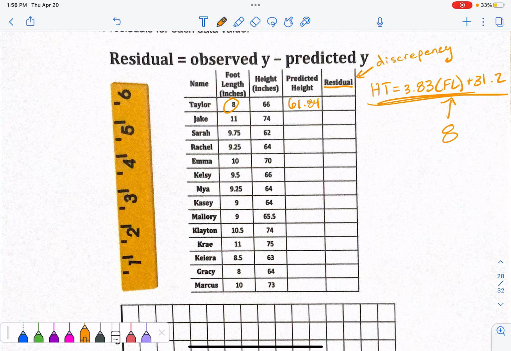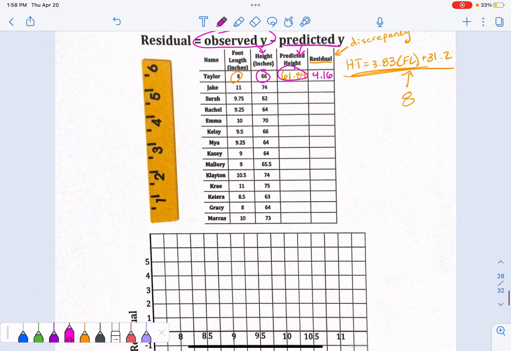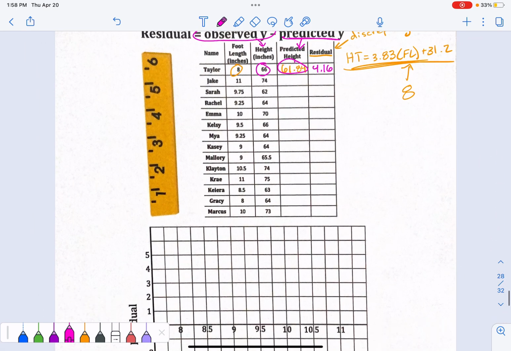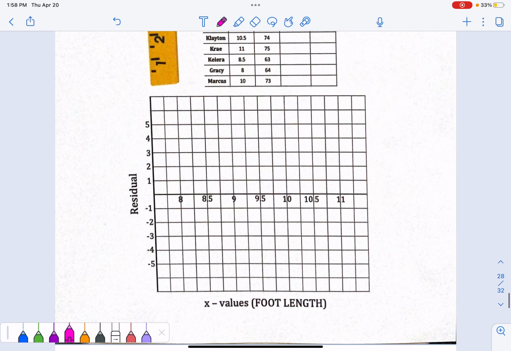So what we do now is for our residual, we take the observed one minus the predicted. So predicted is this column, and the observed is this column. So we take this one minus this one, and we get a residual, okay? Now, some of you will have a positive number, some will have a negative number. So 66 minus 61.84, and we get 4.16, okay? So now, foot length, she was an 8 foot length, and her residual was 4.16.